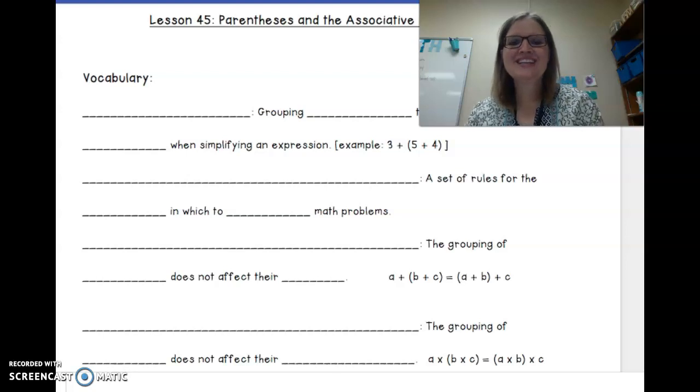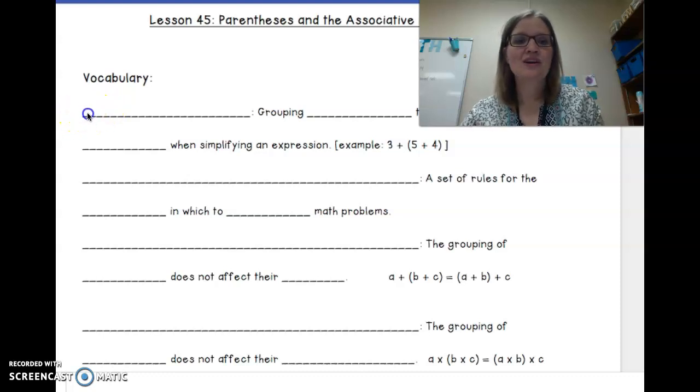Good morning. Today is lesson 45, which is parentheses and the associative property, part 1. We have got a lot to cover, so I hope you have your math journal out and that you can take notes along with me. Our first thing is we need to talk about some vocabulary.